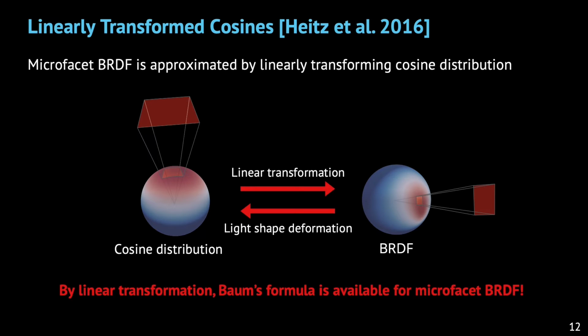In this slide, a red arrow from left to right shows the linear transformation. Suppose that a scene consists of polygonal area light and microfacet BRDF as shown in the right of this slide. In this case, by applying the inverse of the linear transformation to the polygonal shape of the light, we can simplify the shading calculation with a Lambertian surface and the inversely transformed area light because a polygon is still a polygon even after the linear transformation. As I've already explained, we can use the efficient Baum's formula for this shading calculation.